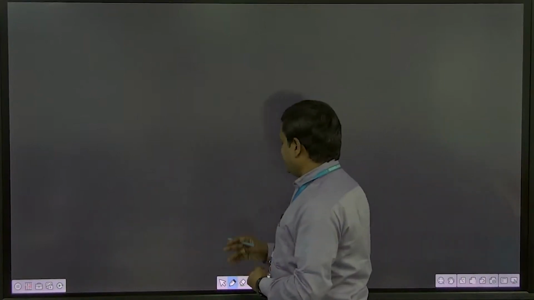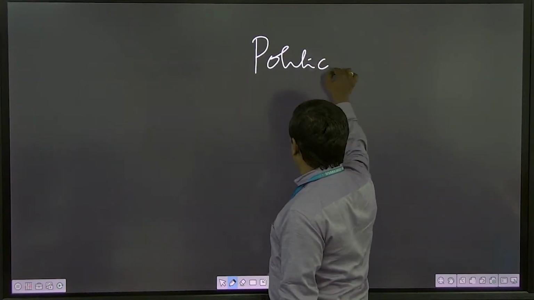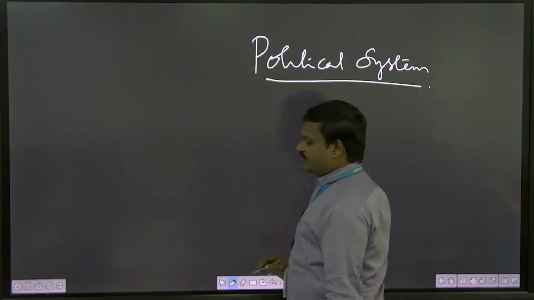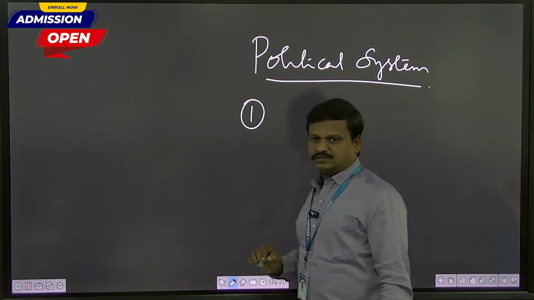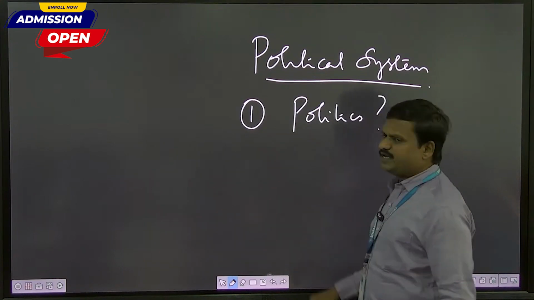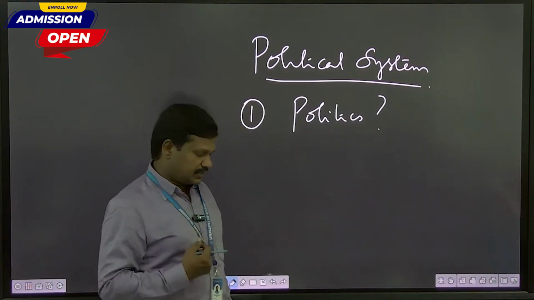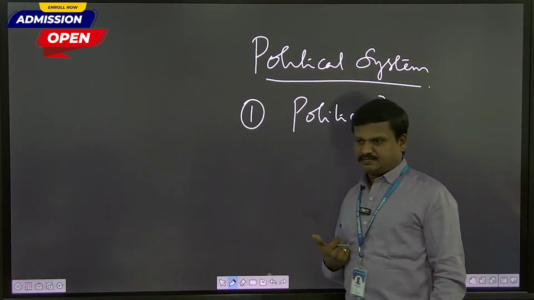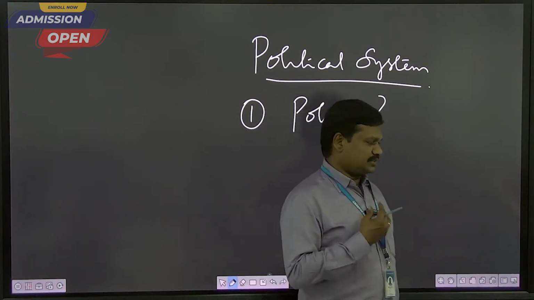Now, the topic we have taken for today's lecture is the political process, or the political system. The very first basic question arises: what is politics? Many of you know politics means what? Politics means parties, political parties. Politics means elections. Politics means power. So we have many commonsensical understandings about the topic called politics.